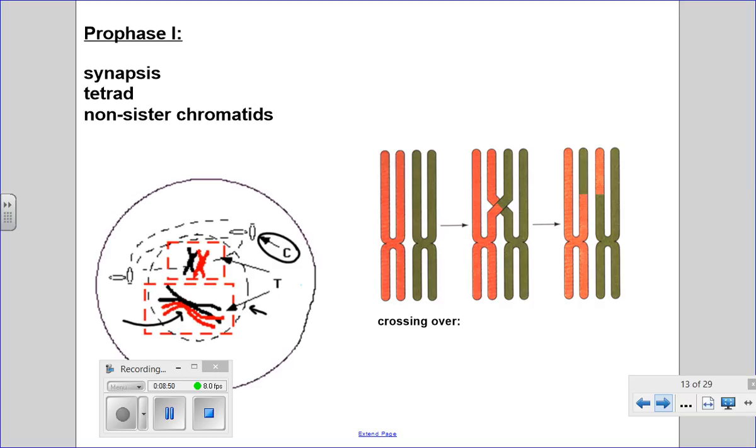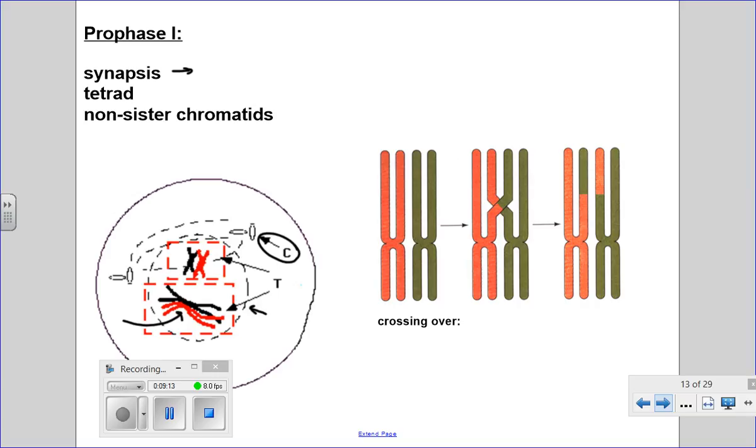The first thing that's not the same compared to prophase in mitosis is the idea of synapsis. Now, I don't want you to confuse this word with another word we'll see later on. The other word is synapse. A synapse, with an E at the end, is the space between 2 nerve cells. Synapsis is a totally different thing.